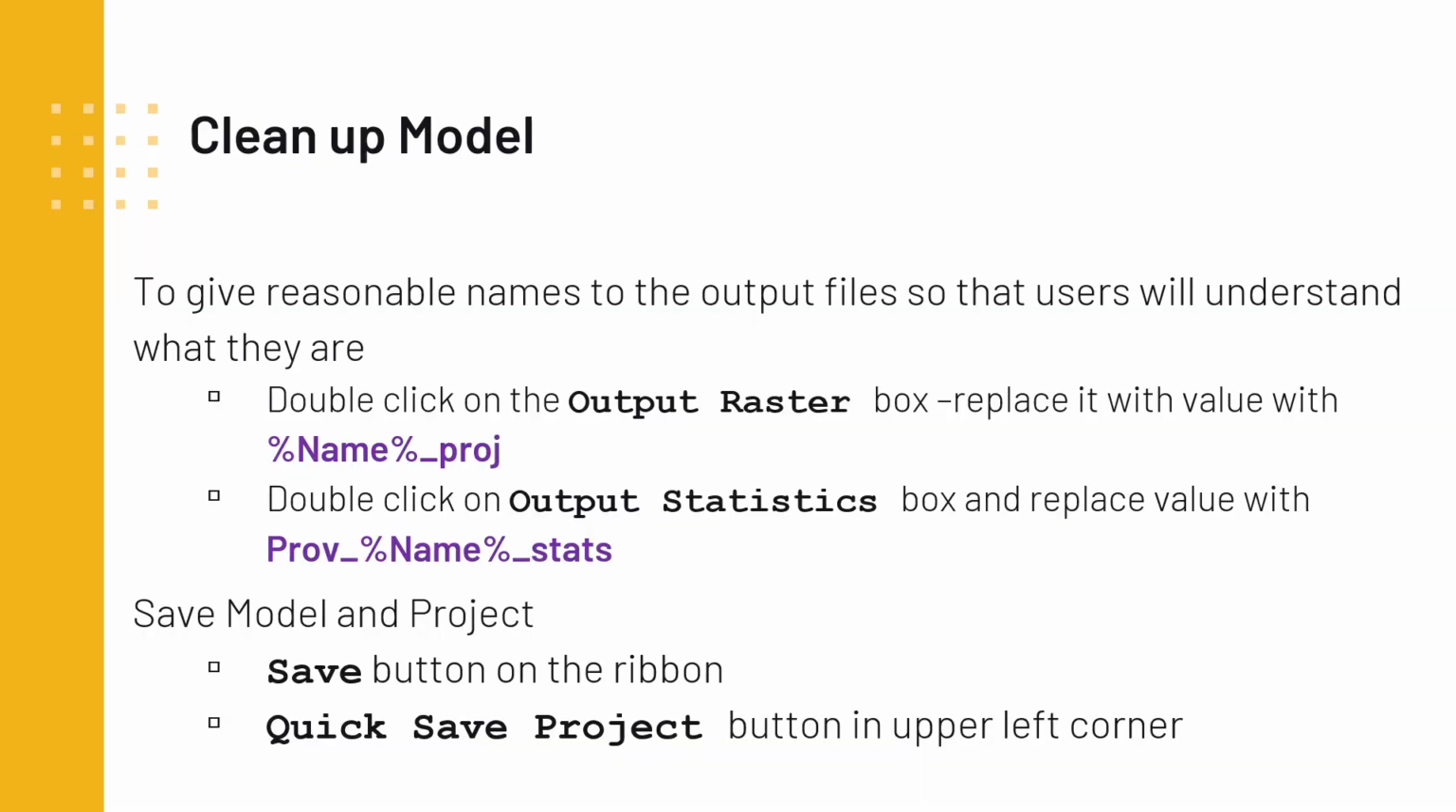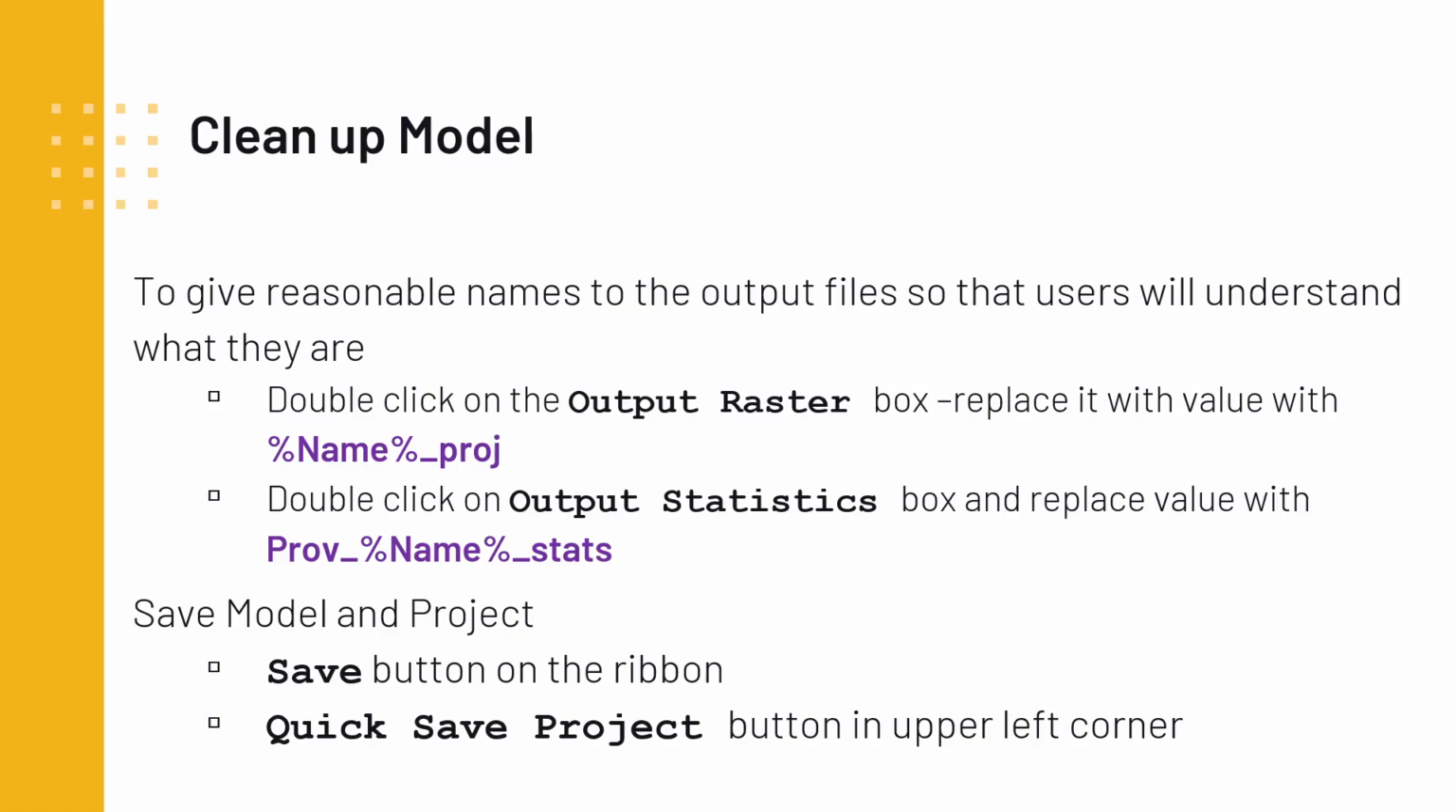Now we've dealt with the input variable, okay? Now we need to make sure that the output files that are created will have default names that make sense. So we're going to start with the output raster. You're going to double click on the output raster box. You're going to replace the information that's there with %name%_proj.